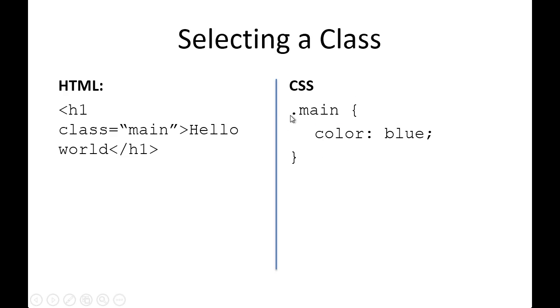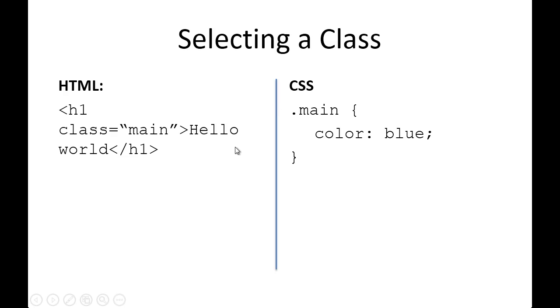For CSS, you put a little point or period or full stop, depending where you're from, and main followed by color, whatever property that I may change. And every time this class is being used, this property will appear.